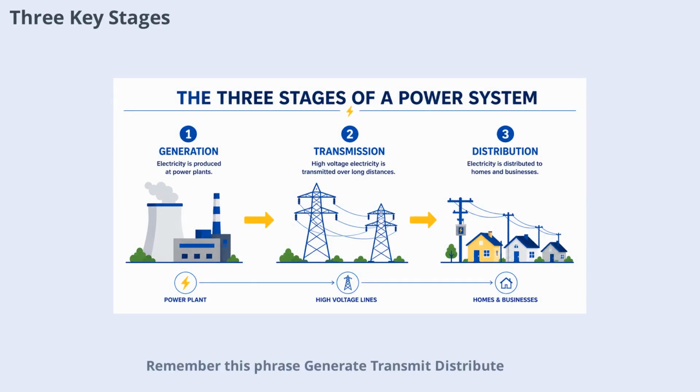Remember this phrase: generate, transmit, distribute. These are the three key stages of any power system. Generation is where electrical energy is created. Transmission is the process of moving electricity over long distances. Distribution is the final step, delivering electricity to homes, businesses, and factories. Every part of the power system fits into one of these three stages, and understanding them is the foundation for everything else you'll learn in electrical engineering.